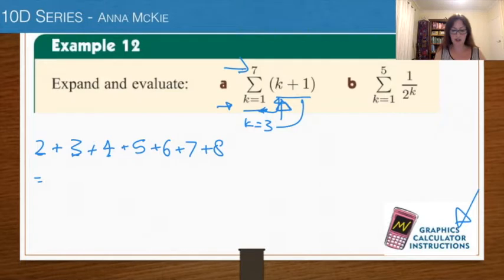Just a point worth noting, it doesn't go up to the number 7, it's 7 terms. Adding them up, you get 35. I think I'm jumping to the calculator instructions now.